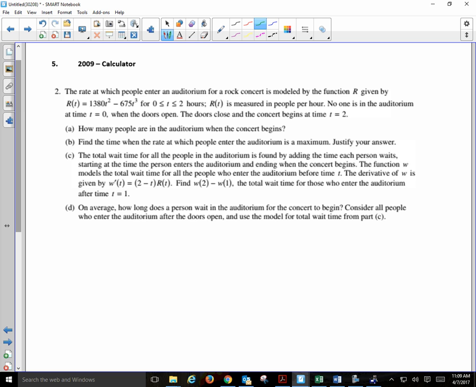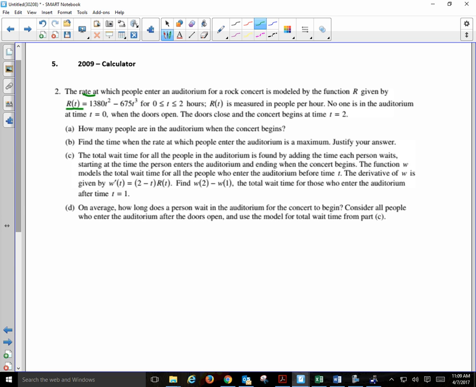The rate at which people enter an auditorium for a rock concert is modeled by this function R. So first thing I notice is that I have a rate function. I'm happy about that because that's primarily what we've been given over the course of this year. We've been looking at rate functions in these situations. R of t is measured in people per hour.